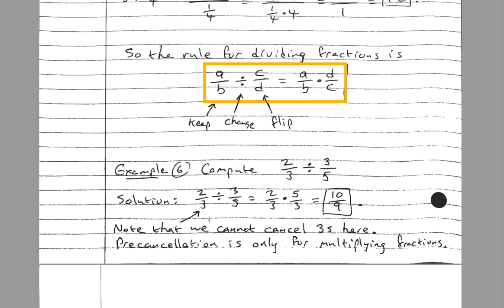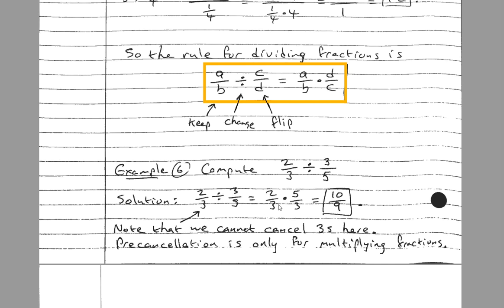But here's a mistake that's easy to make. Like when we were looking at pre-canceling, so can't I cancel these 3's? I mean, I've got a 3 on the top and a 3 on the bottom, so they cancel, right? No. That would be true if this was a multiplication. So if we were multiplying these two, then we could cancel those 3's. But you can't. There's no cancellation here when you have division.